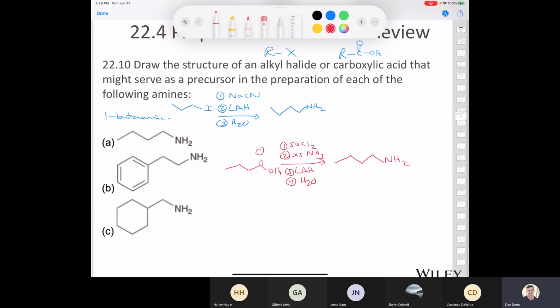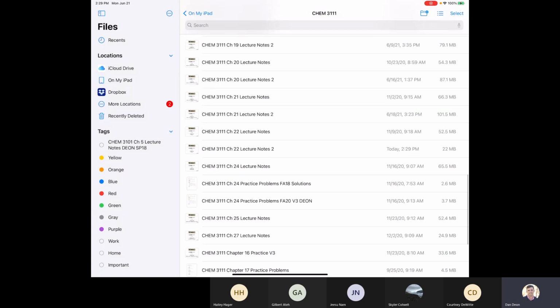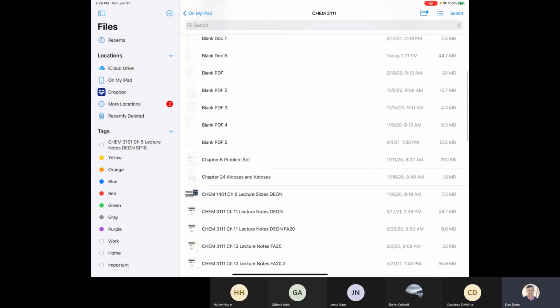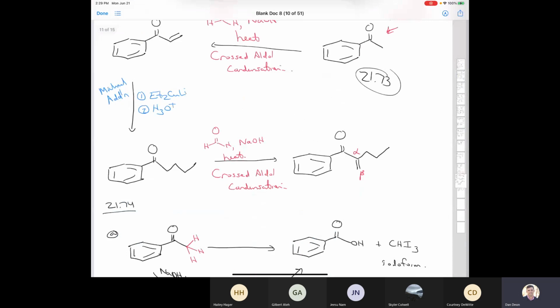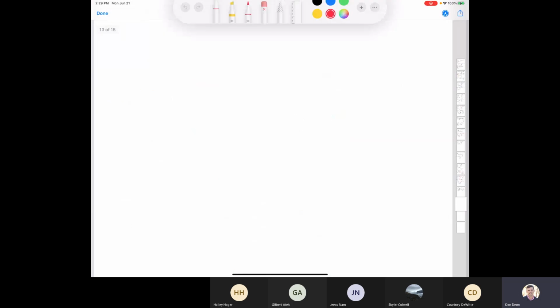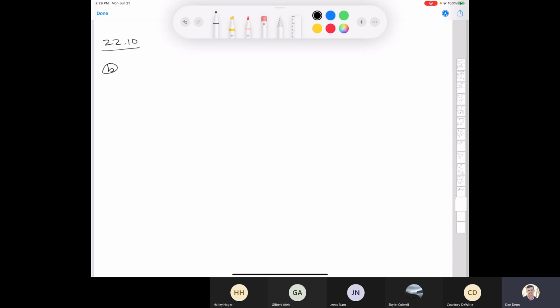All right. I'm going to switch over to a blank document for B. So let's go over here. I think there's some space here. And in B, so this is 22.10, and this is B. So we want to end up with this compound. And remember, we're asked to come up with a couple of ideas.